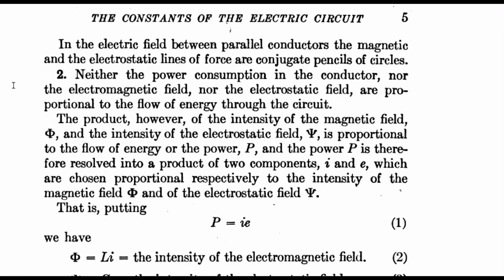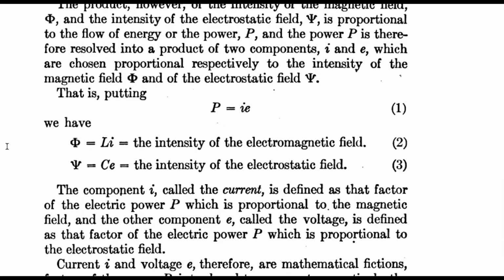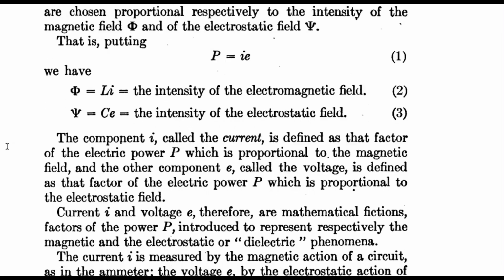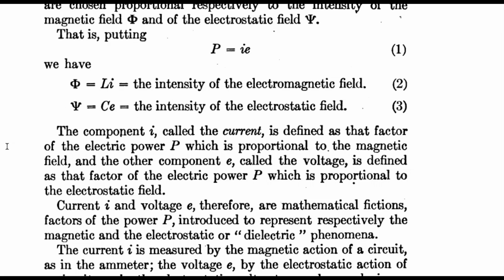2. Neither the power consumption in the conductor, nor the electromagnetic field, nor the electrostatic field are proportional to the flow of energy through the circuit. The product, however, of the intensity of the magnetic field, represented as phi, and the intensity of the electrostatic field, represented as psi, is proportional to the flow of energy, or the power, denoted as P. The power P is therefore resolved into a product of two components, I and E, which are chosen proportional respectively to the intensity of the magnetic field phi and of the electrostatic field psi. That is, putting the power P as equal to the product of I and E, we have the following relationships.